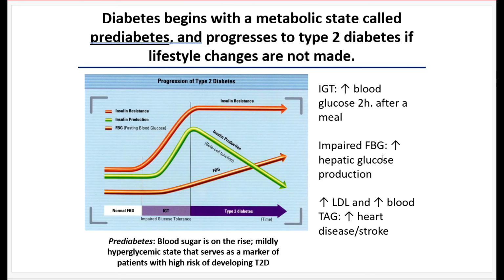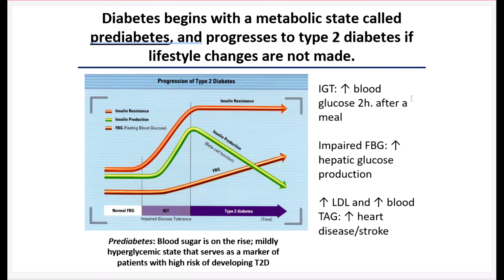This is the progression of type 2 diabetes. Here we have a normal fasting blood glucose level. That should be pretty steady, your blood glucose levels after like a 2 to 4 hour fast. Under normal fasting situations, we have this level of blood glucose, we have insulin production at a steady rate, and we have insulin resistance at a steady rate. This is your normal situation.